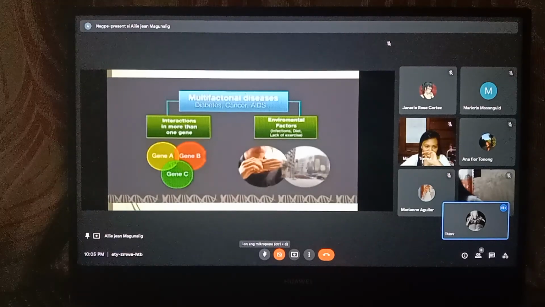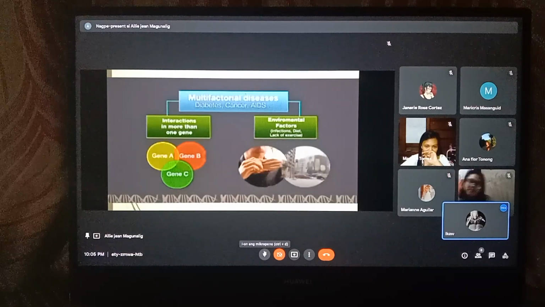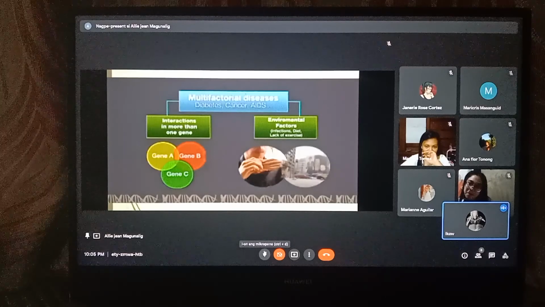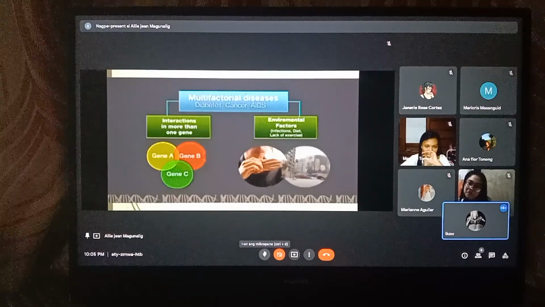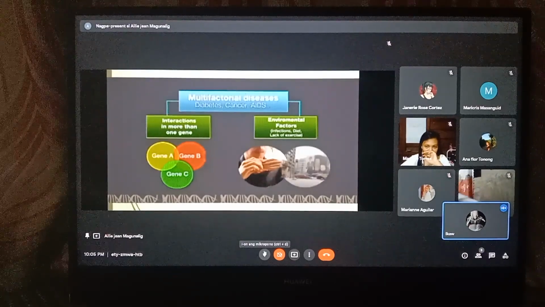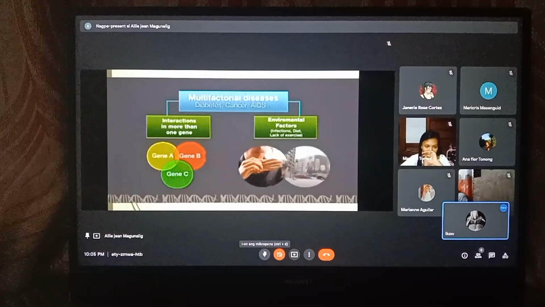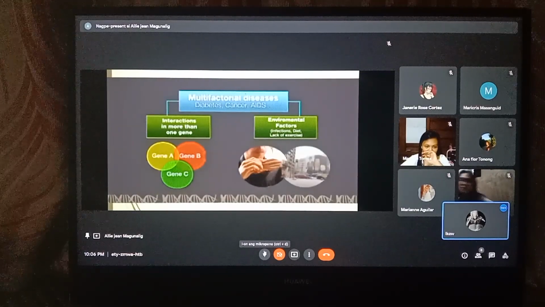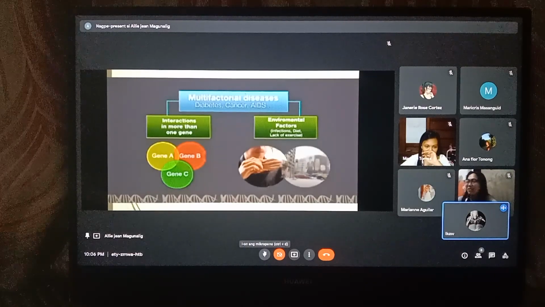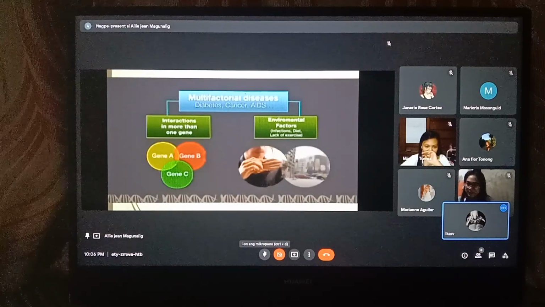So there are two categories of this. Interaction of more than one gene, which is gene A, gene B, and gene C. And also environmental factors, such as infections, diet, or lack of exercise.